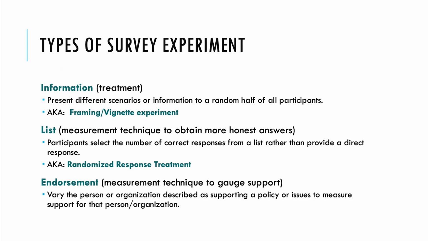Information experiments involve presenting the respondent with information. You present a random half with one version of a scenario and the other half with a different version. And this can essentially help you understand the impact of that information on individual opinion and decision making.